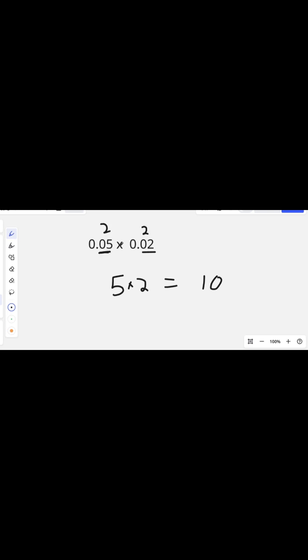Now, when we multiply, we're going to add the decimal places together, which is 4. So that's going to be 4 decimal places: 1, 2, 3, 4. We're putting in the decimal from the right-hand side. So that's going to be 0.001. So that's your answer. That's how you're going to be multiplying with decimals. Pretty easy stuff, not that complicated.